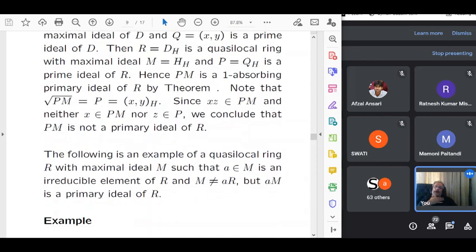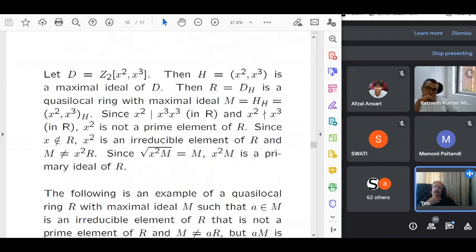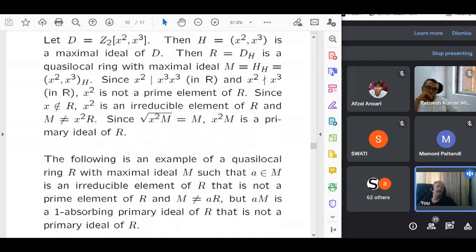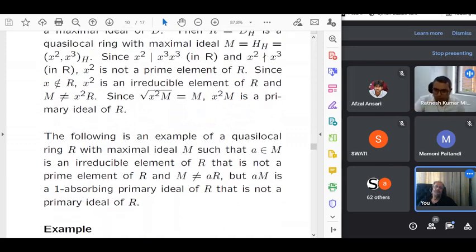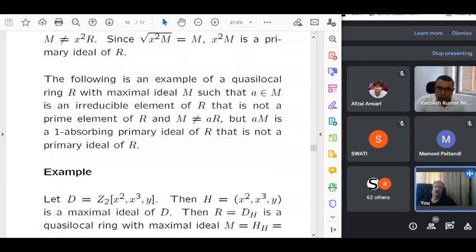Here I start looking at many interesting properties, like if you have a quasi-local ring with maximal ideal M, and you have a, and aM is an irreducible element of R. So I have M not equal to aR, but aM is a primary ideal of R. Anyway, how many minutes left? Am I done with my time? Sir, 10 minutes. Ah, okay, maybe I will not use all of them.